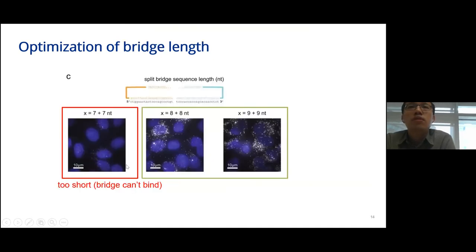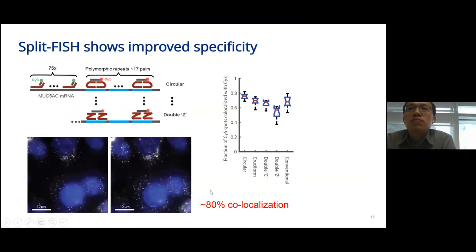And then just to finish the optimization, we also tried to shorten the bridge sequence, and we found that if the sequence is really too short, then it also impacts the efficiency. So we found that this region here is very ideal. And with this configuration, which we call splitFISH, the first thing we tried to figure out is, does it show improved specificity? So this is a co-localization experiment.